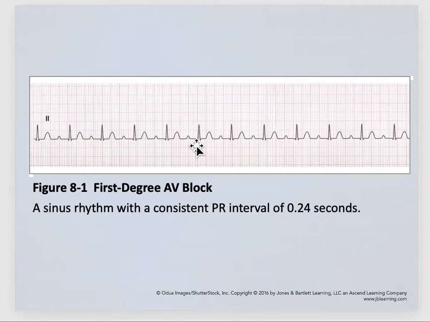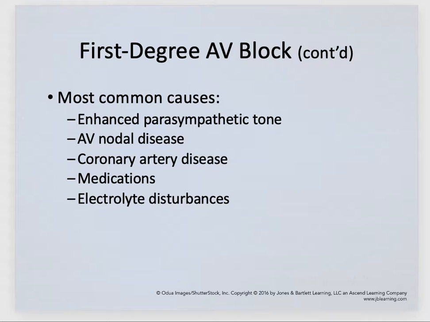A delay in communication moving down the AV track is what we call an AV block, a first degree block, known as just a delay. What would cause this? Well, lots of little things can cause this: parasympathetic tone changes, AV node disease, basic heart disease, CAD, or someone can be on medication.